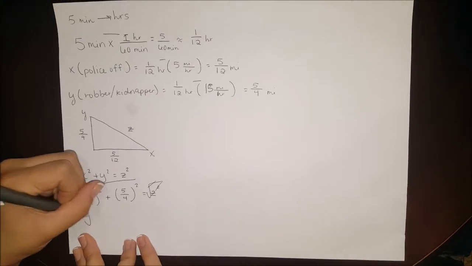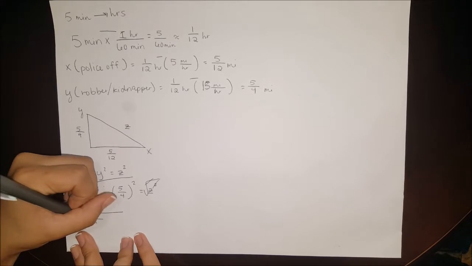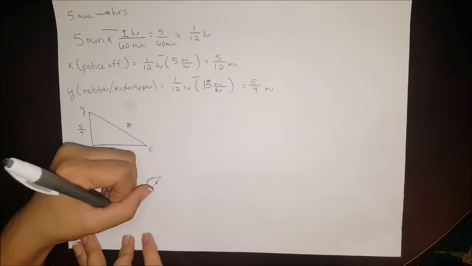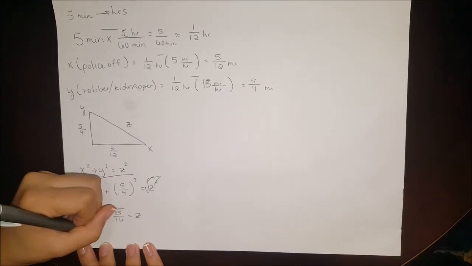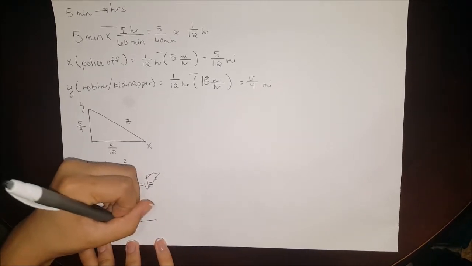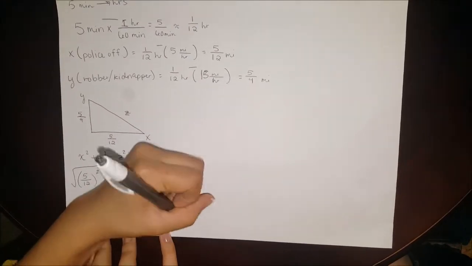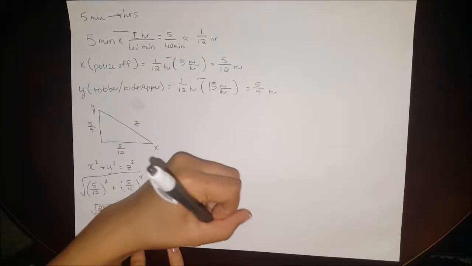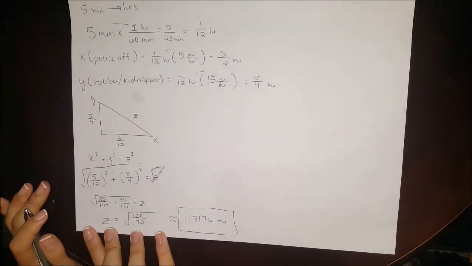And then that's going to be equal to 25 over 144 plus 25 over 16, which is equal to our z squared, which is going to be 125 over 72, which is equivalent, or an approximation, to 1.3176 miles. And that is our z.